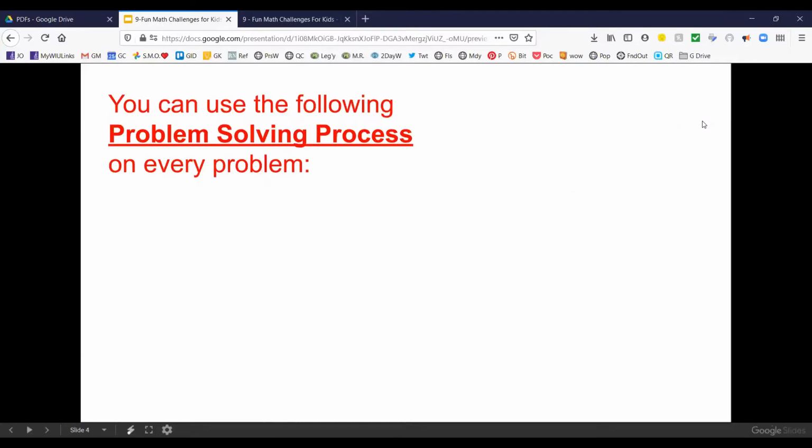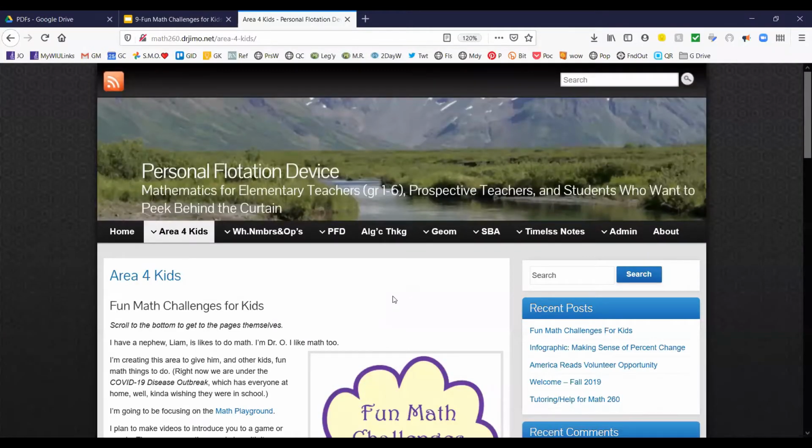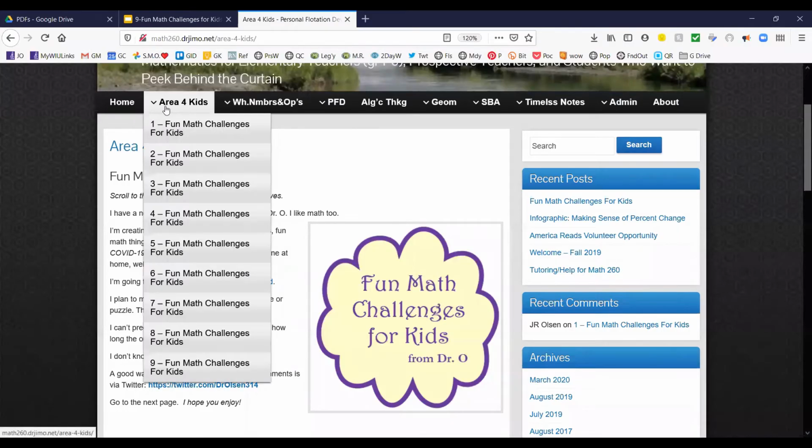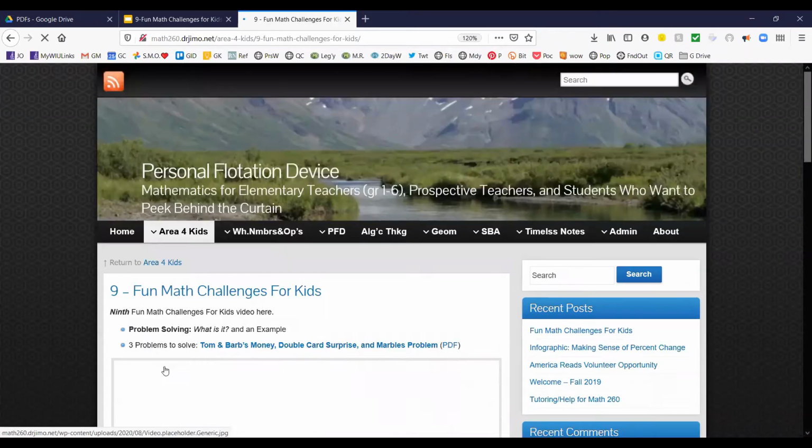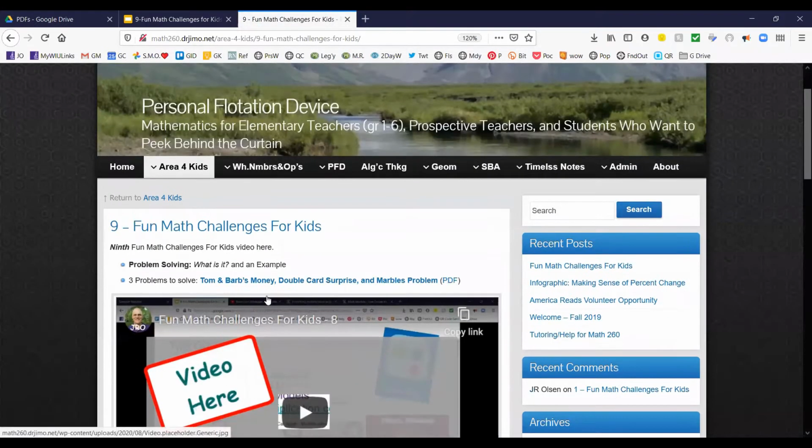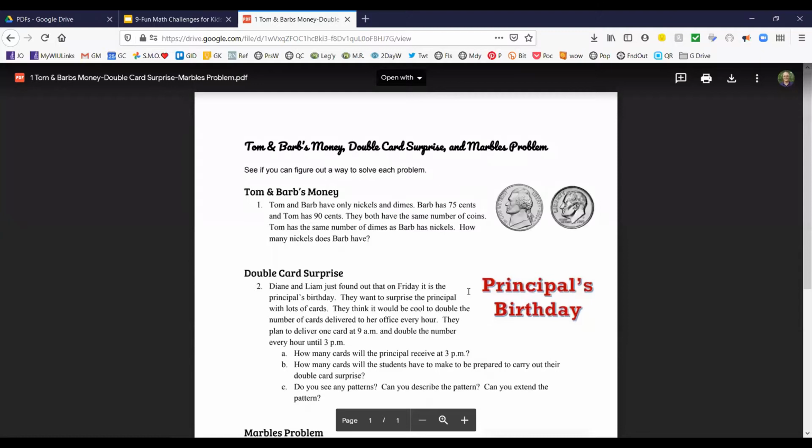We're going to be using a problem-solving process on all problems, but let's first pull up the problems themselves. So we're going to jump over to the website. Here we are at the area for kids, and I'm going to jump down to number 9. This is on problem solving. Here is a link to the Google Doc, and here is a link to the PDF. The PDF can be downloaded and printed. These are the 3 problems today.